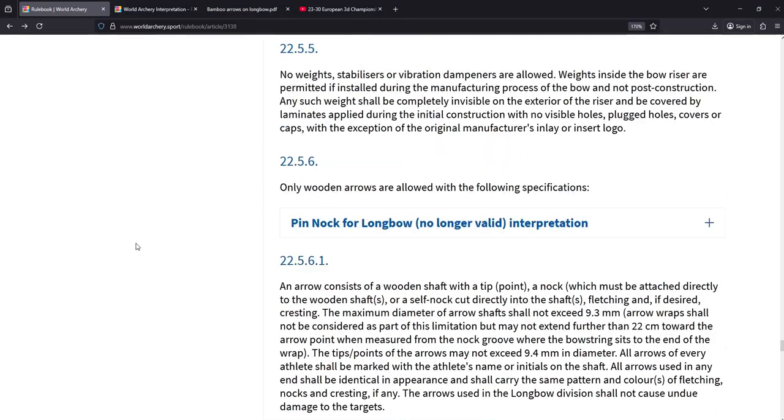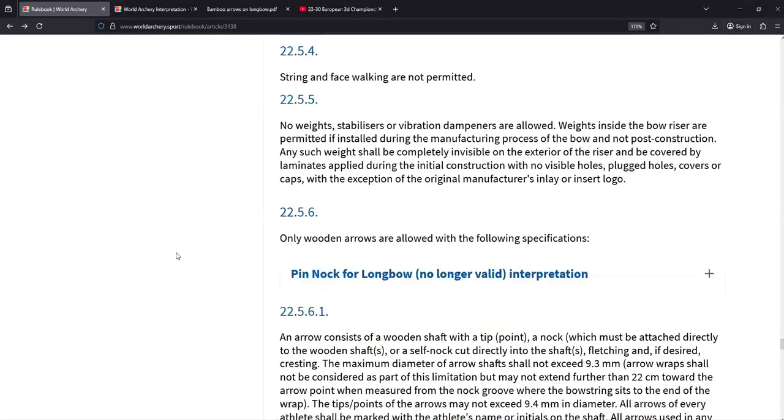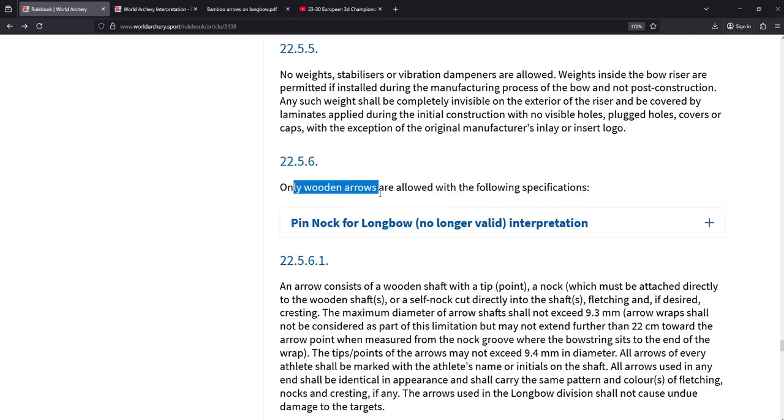Alright, the arrow rules, 22.5.6. Only wooden arrows are allowed. This is unique to longbow in World Archery and quite different from recurve or traditional, which allow any material, but longbow preserves the wooden rule. And this is also different to things like Archery Australia, which allow aluminium as traditional form, but wooden arrows only for longbow in World Archery rules.